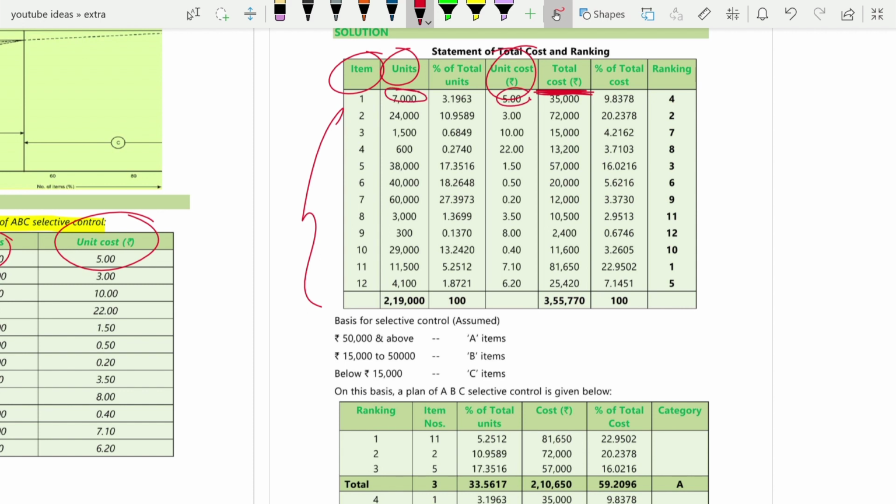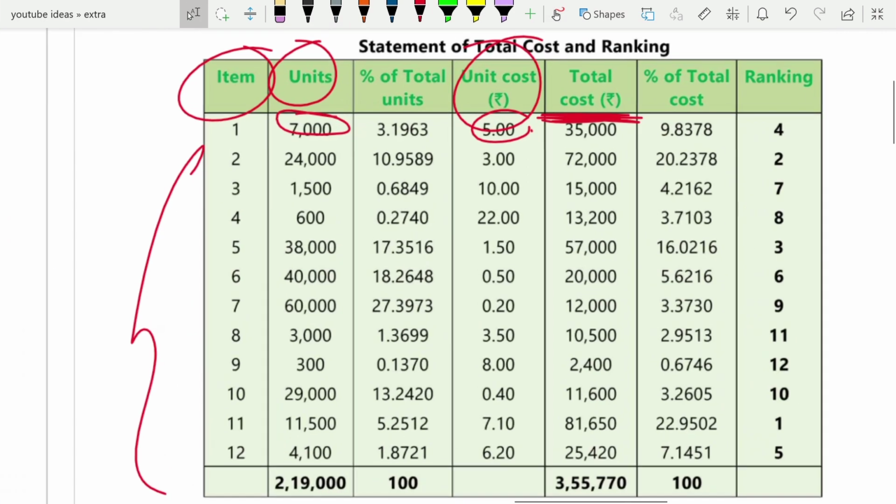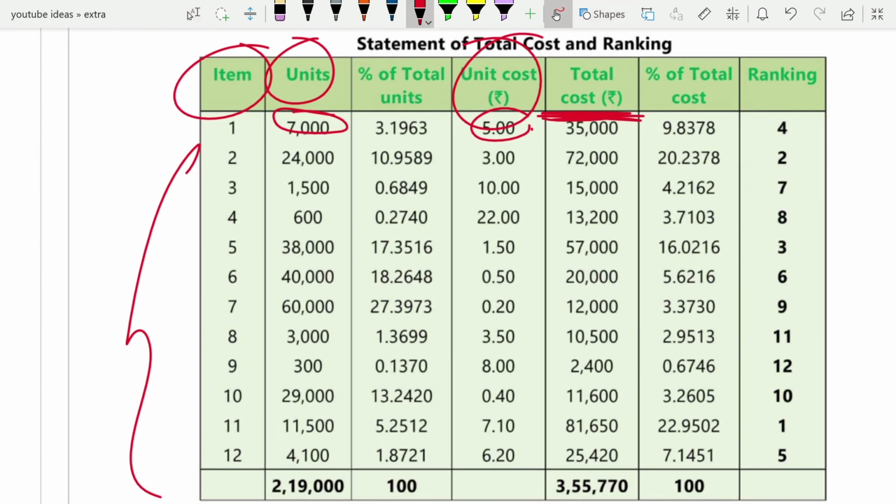So there are 7,000 units and for 1 unit 5 rupees is the cost. That is for item number 1. So what is the total value of item number 1? The total value of item number 1 is 35,000. Okay. So like that you have to find out total cost also.